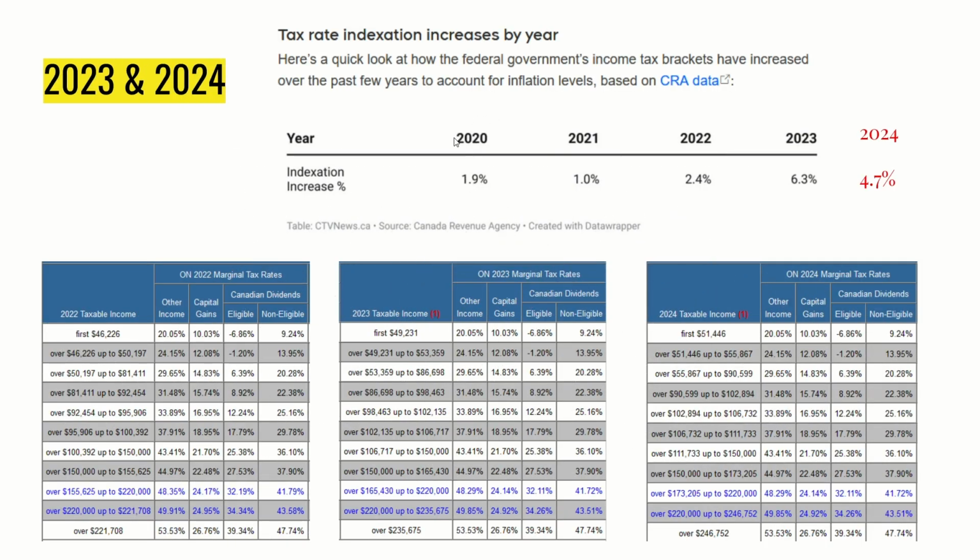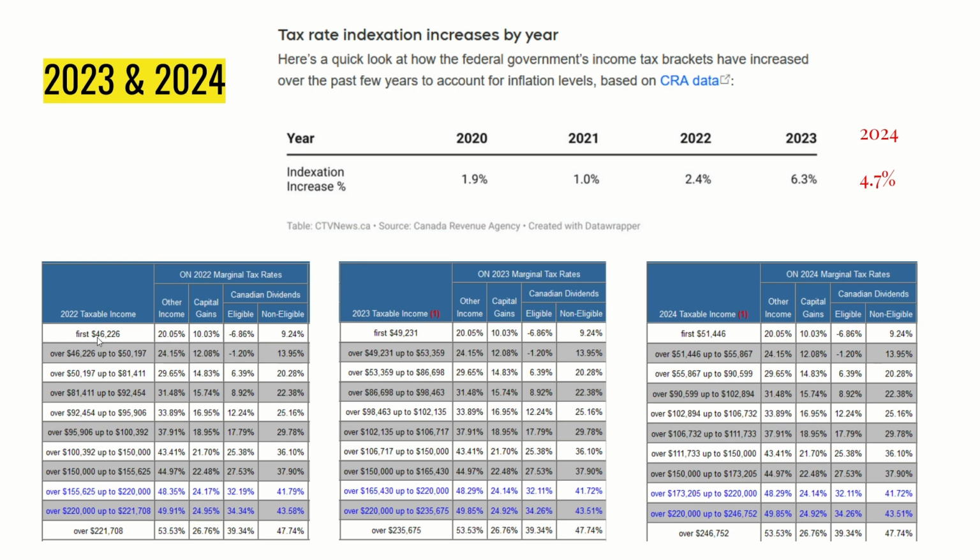Now over the years, if you look at 2020, the tax indexation was 1.9%. 2021 it was 1%. 2022 it was 2.4%. 2023 it was 6.3%, because between 2022 and 2023 the inflation was so high. So thanks to the Canadian government, they introduced 6.3%.